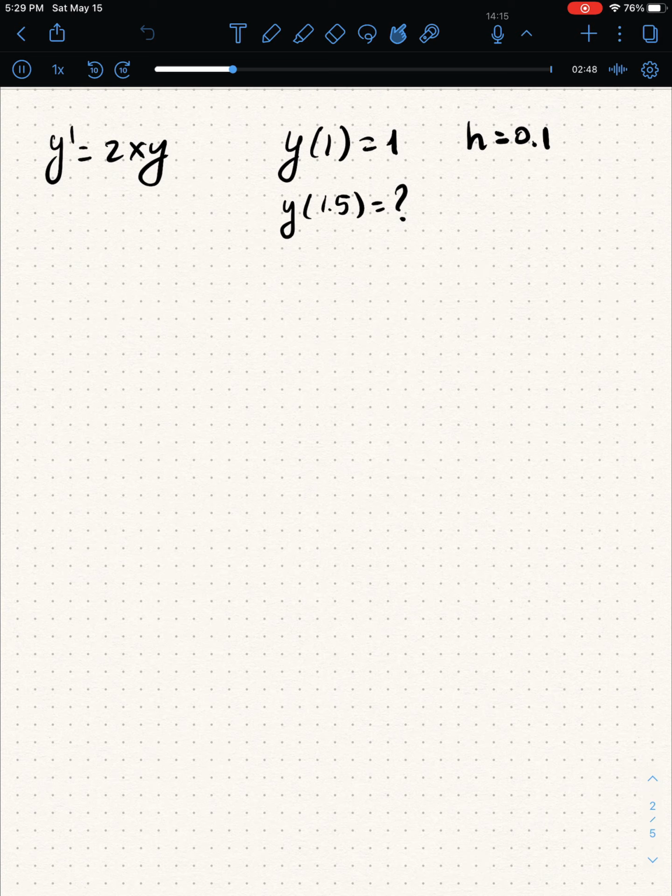Now we have our example with y prime equal to 2x times y. We have our initial condition, y(1) equal to 1. We have our step, and we have our question: what is the value of y at 1.5? Now let's try to find it. We know our initial x and y. x naught is just 1, and y naught is just 1 as well.